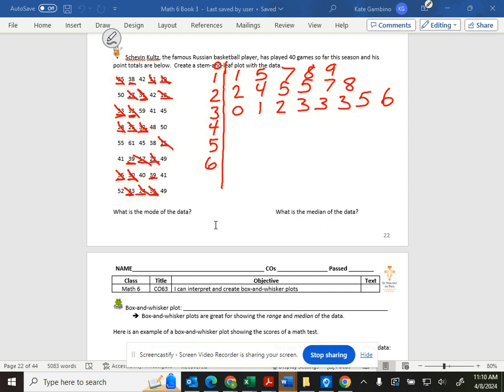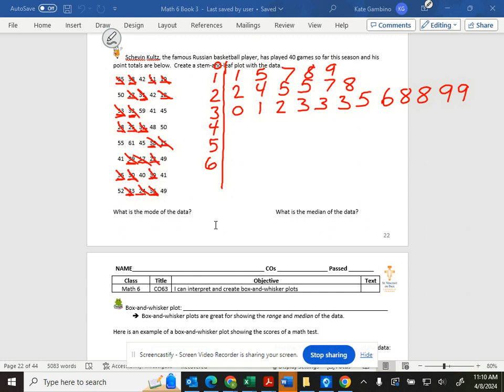There's a 38. There's a 38. And there's a, oh, I missed that one. There's a 38 and another 38 and a 39 and another 39. And that is all my 30s.